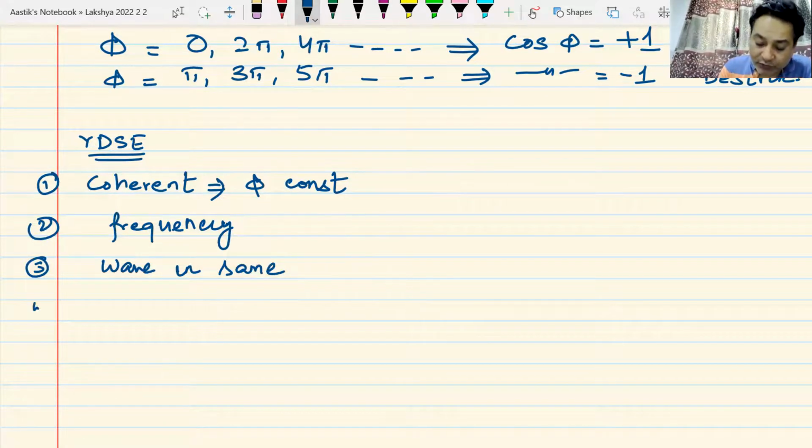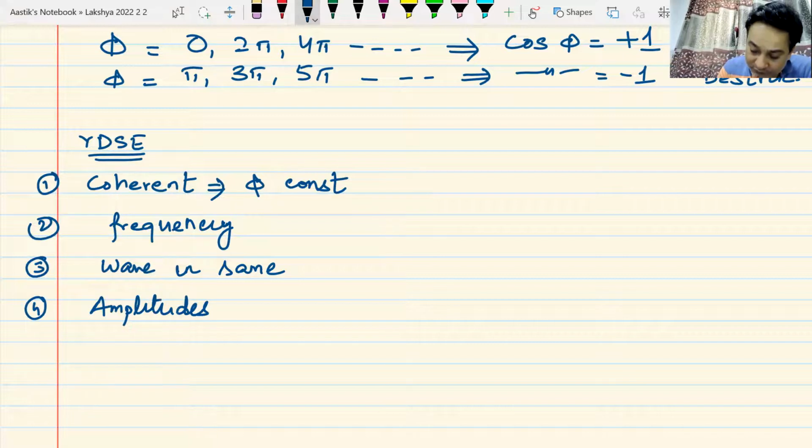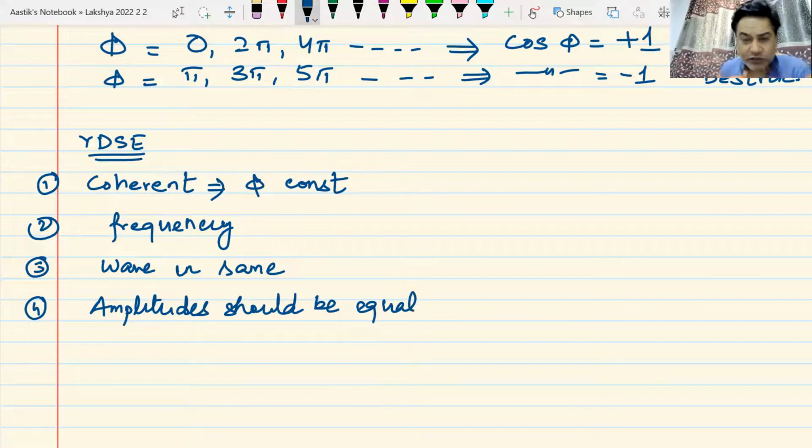Then we have amplitudes nearly equal. To get good interference, the amplitudes should be equal. If the amplitudes are equal, then the dark fringe will be completely dark and the bright fringe will be completely bright. If the amplitudes are not equal, the interference will not be good, because the bright fringe would be bright, but the dark fringe would not be completely dark. Do we understand this? Yes, sir.